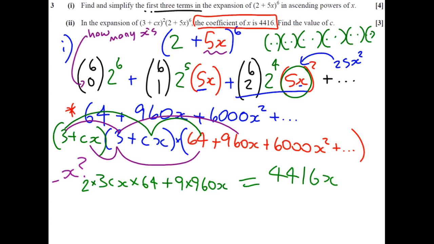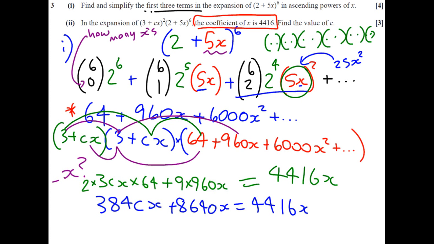So let's simplify 2 times 3 times 64 on your calculator. 384cx. 9 times 960 is 8640. Equals 4416x. They're all to do with the x, so you don't actually need it. You can divide through by x here, and then you can solve this to find c. So you take this away and then divide by 384.